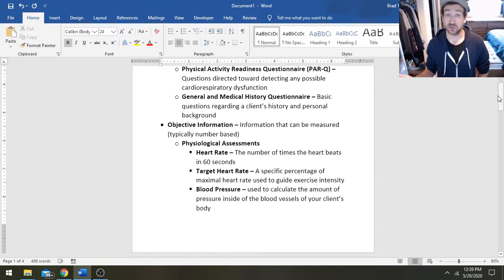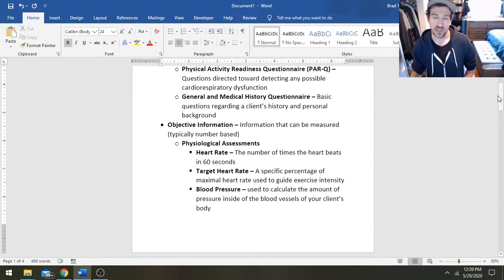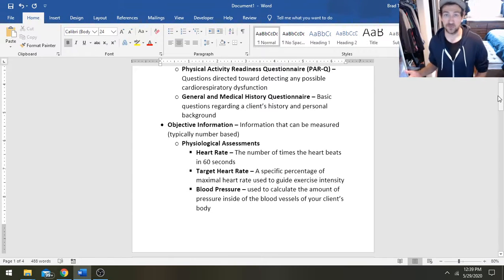Then we also have your general and medical history questionnaire, which is just basic information about your client's background, right? So it's like, what is your occupation? What are your hobbies? What do you like? What do you dislike? What medications are you on? Are you on something like a beta blocker, which could lower your heart rate and lower your blood pressure? So we want to gather that information because it's very helpful in regards to our program design.